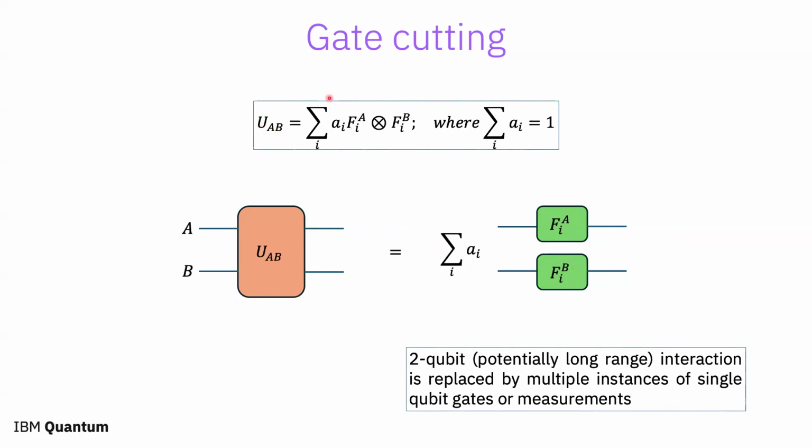So U_AB can be written down as a linear combination of phi_iA tensor phi_iB, where this acts only on A, this acts only on B. And this sum over a_i is actually 1. So I'll come to what that means. What this means is, if you come back to my classical cutting reference, it says that you can now actually run the circuit, instead of this potentially long range interaction, as 2 local interactions, but you have to run that many, many times.